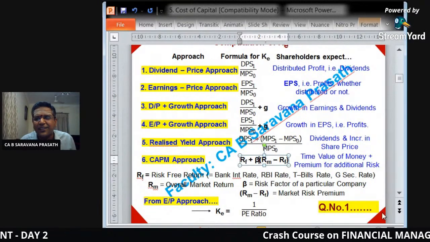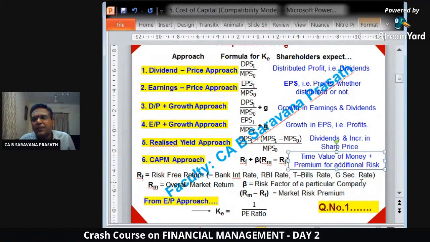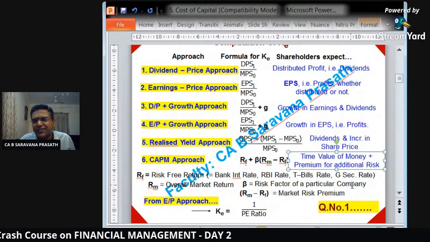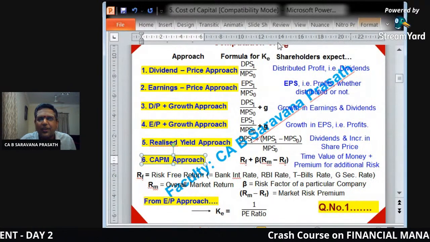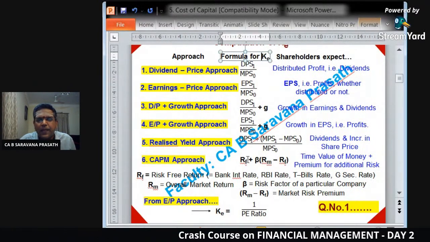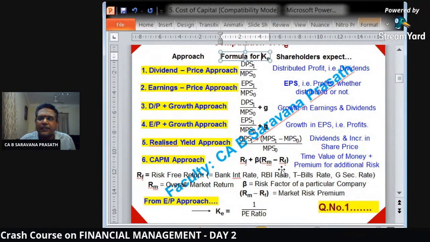Very simple logic. I will expect at least time value of money, in this case 5.5%, plus premium for bearing the additional risk. This concept is what is called capital asset pricing model approach. Cost of equity is equivalent to RF, risk-free return, plus beta times RM minus RF.